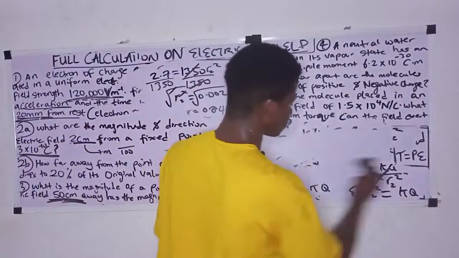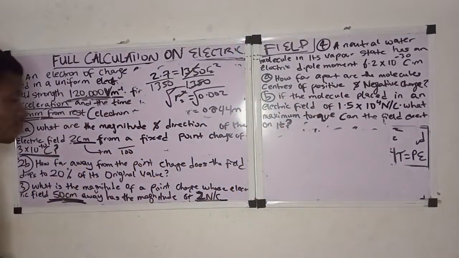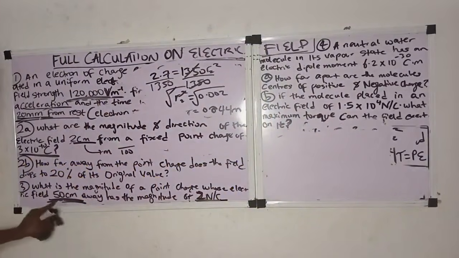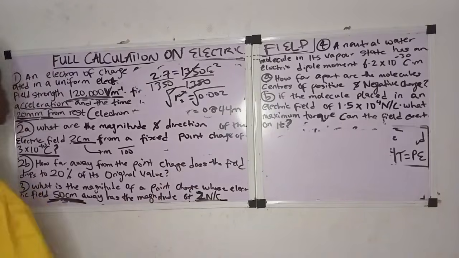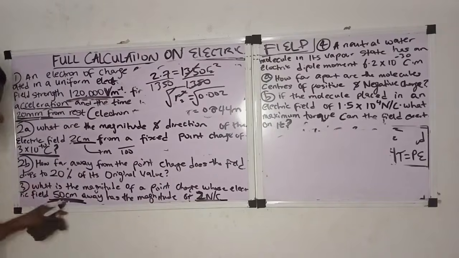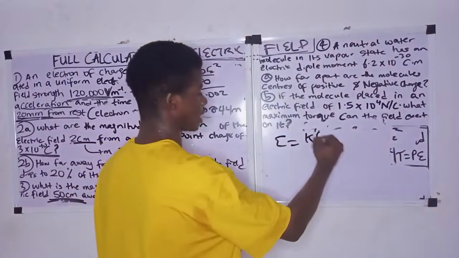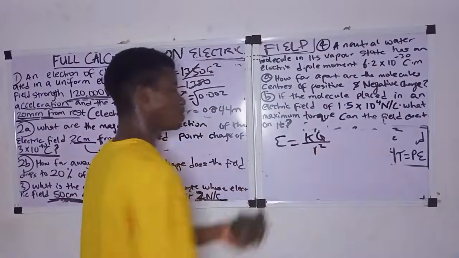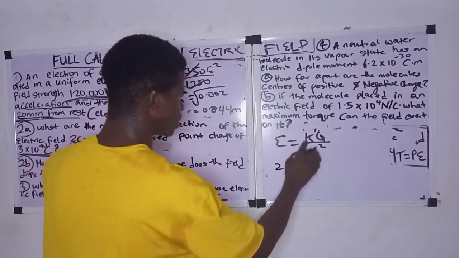Let's move to the next question, which is question 3. They say: what is the magnitude of a point charge whose electric field 50 centimeters away has a magnitude of 2 Newton per coulomb? We are looking for the charge. They give us distance and electric field, and we are looking for charge. So use the formula E is equal to K times charge over r squared. It's very easy. Electric field is 2, and we know K is what?